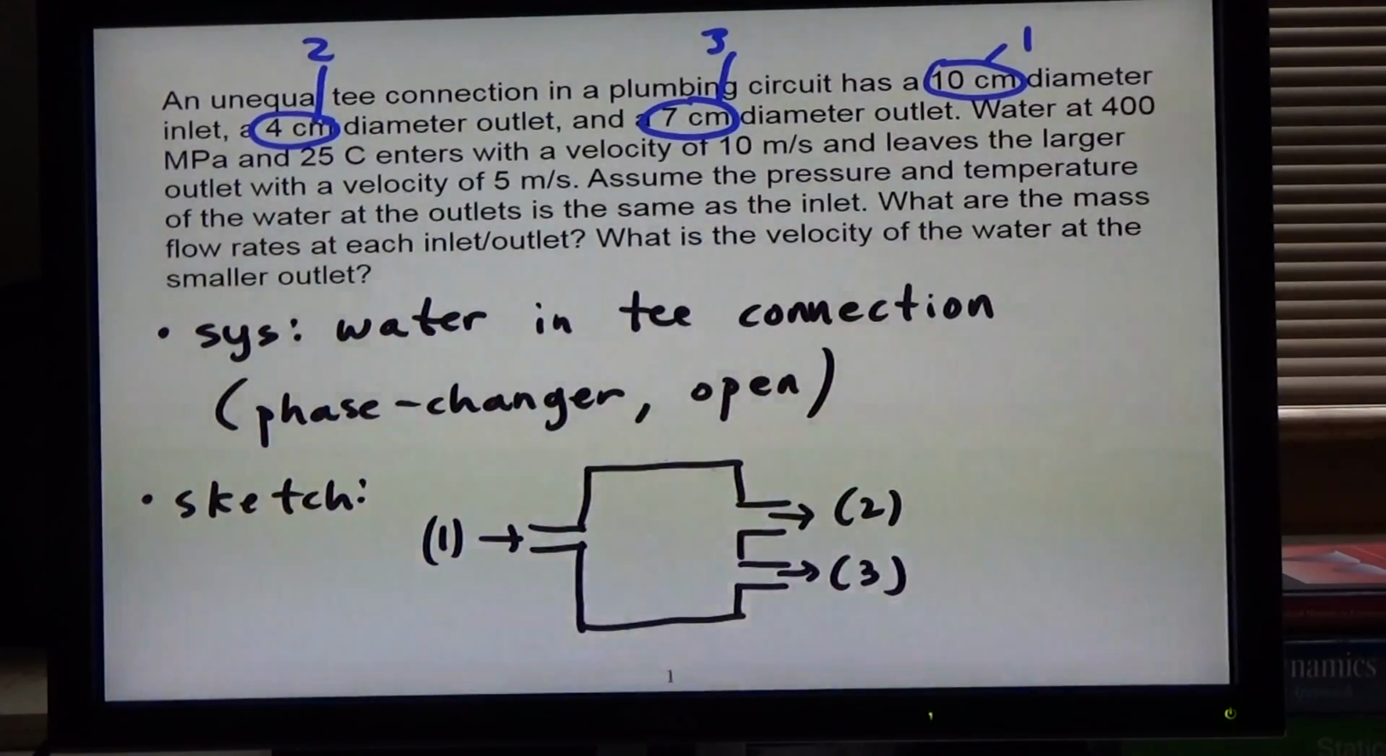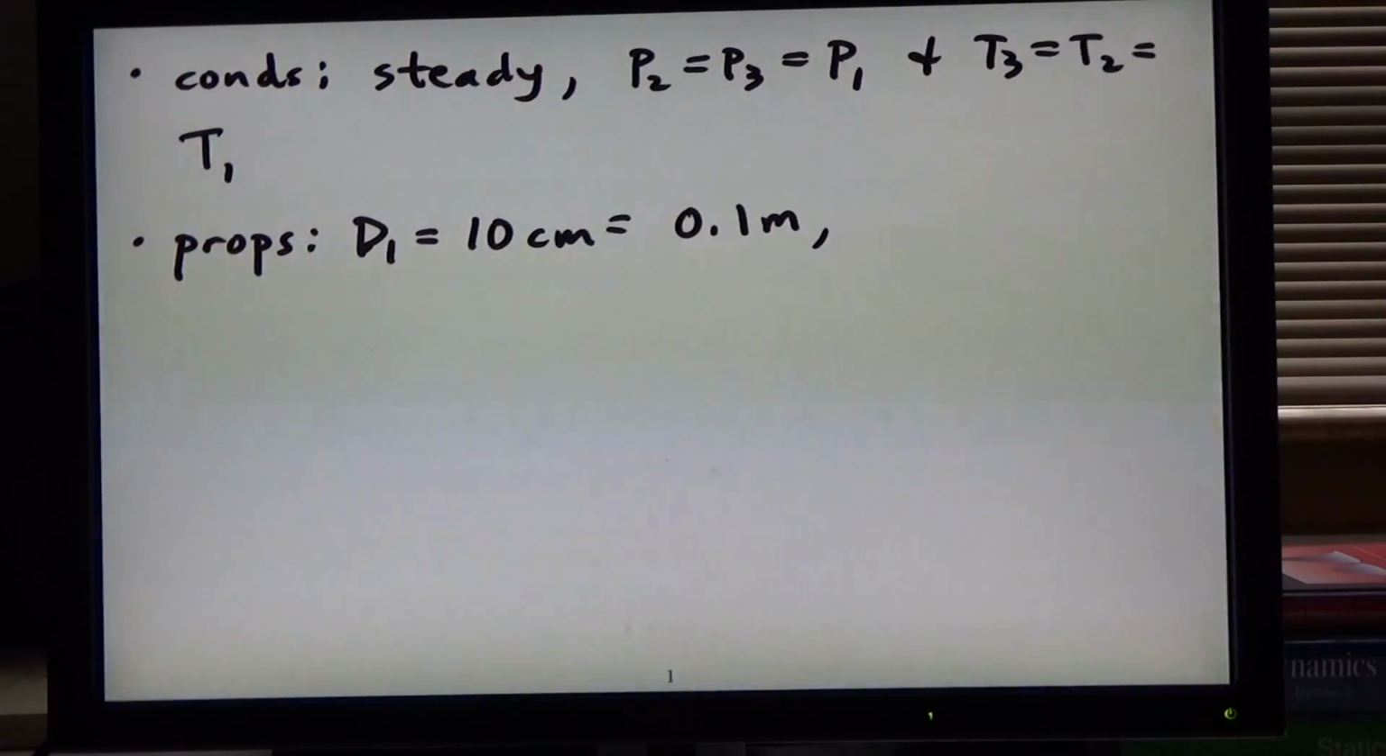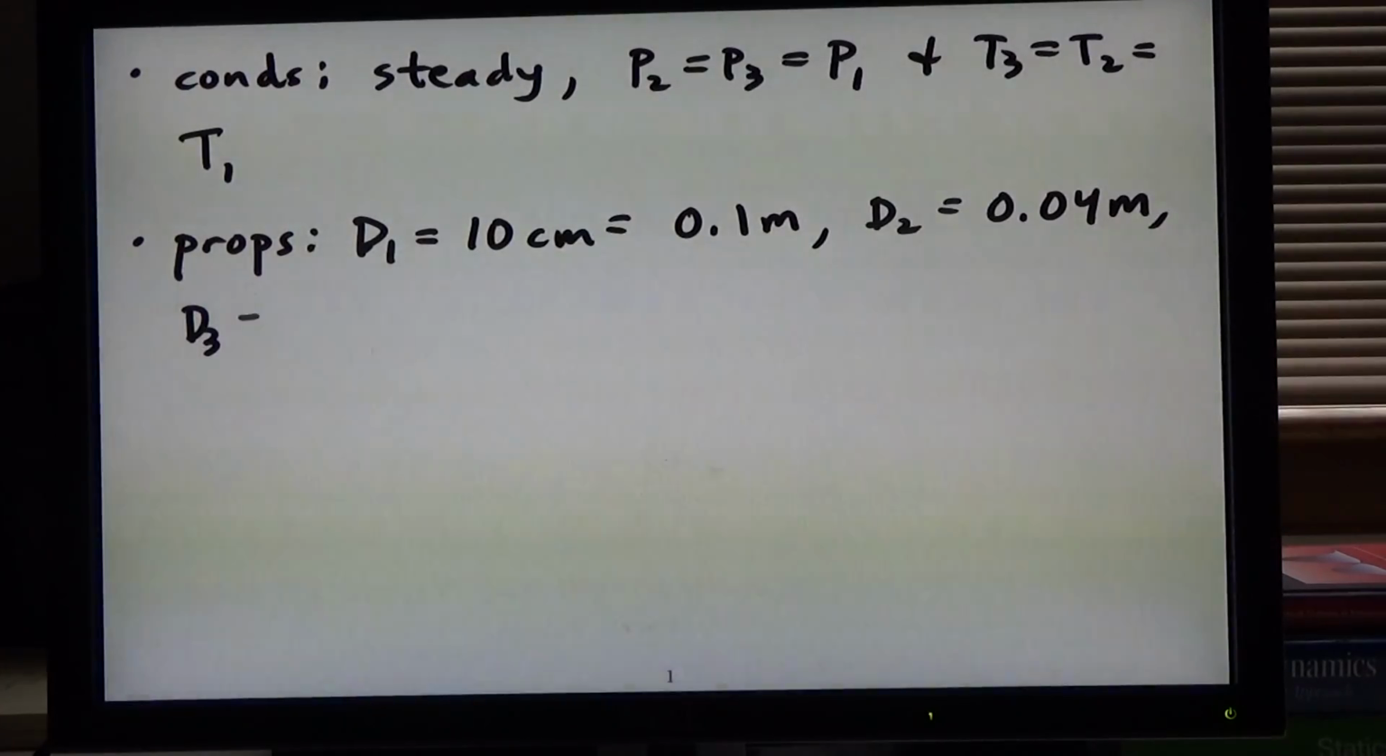So we'll go ahead and mark down those diameters as well. The diameter of outlet number 2 is 0.04 meters, or 4 centimeters. And then the diameter of outlet number 3 is 0.07 meters, or 7 centimeters.